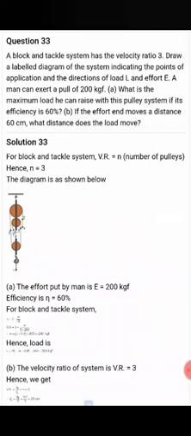If the effort end moves a distance of 60, what is the distance moved by the load? So if the effort distance is 60, you need to find the load distance. So VR is equal to dE by dL. So 3 is equal to 60 by dL. So you will get 60 by 3, the answer is 20 centimeter. Okay, so it is 20 centimeter.